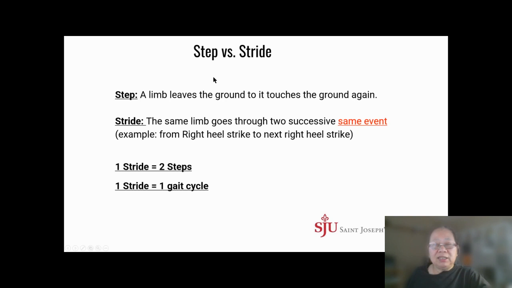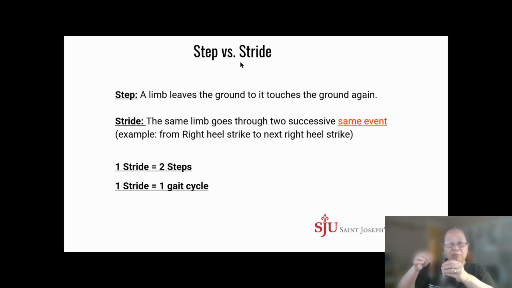Before we start with all the details, I want to clarify a misconception. Students get confused about steps and strides. So a step is talking about one leg, from leaving the ground to touching the ground. That is one step. A stride involves two legs. So it describes the same leg from one event.